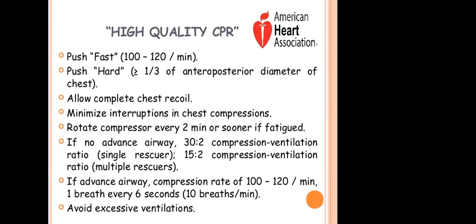We should be at 120 compressions per minute. You want to push hard to at least 1/3 of the AP diameter of the chest, maybe 4 to 5 centimeters or 1.5 to 2 inches. You must always allow a complete chest recoil because this is important for coronary circulation. You do not want to just compress and impede coronary blood flow.